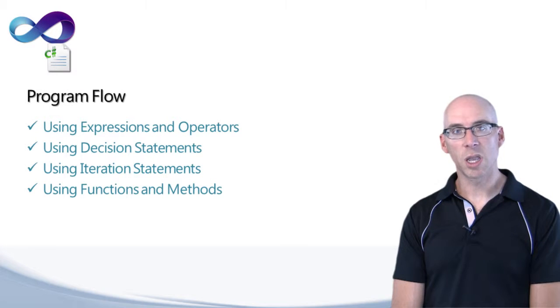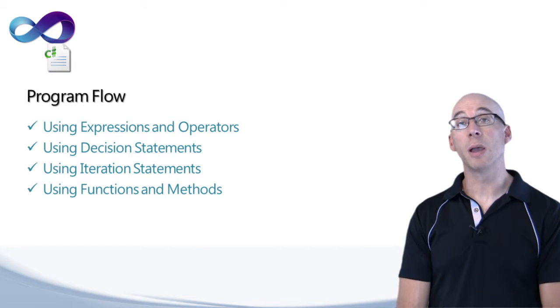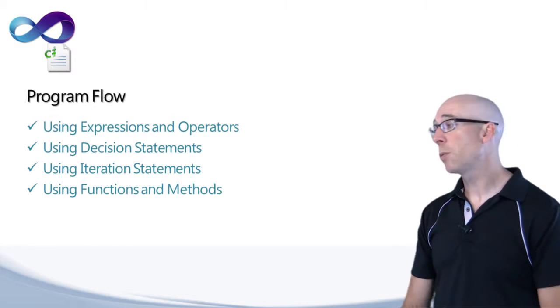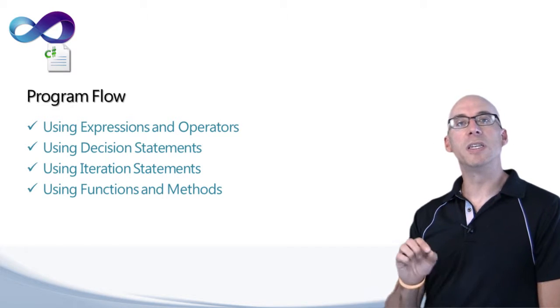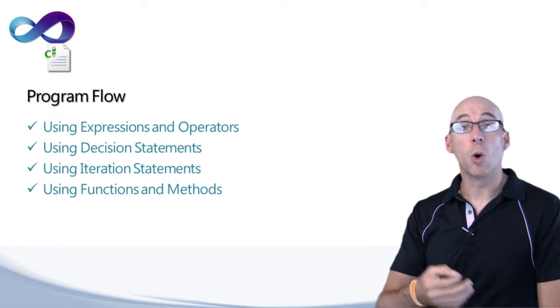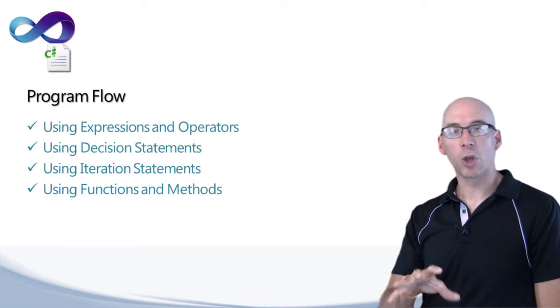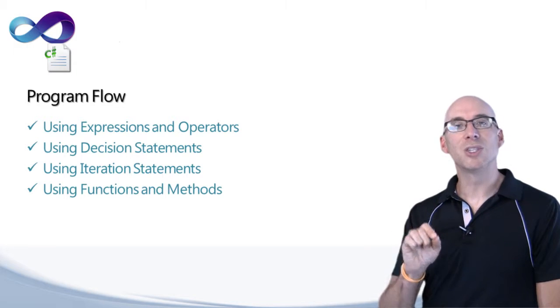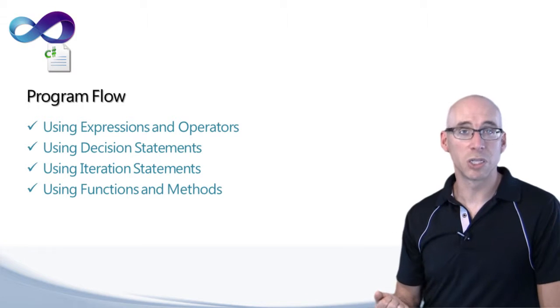In this lesson, we're going to talk about program flow. And this is where we start making our programs smarter. The first thing we're going to talk about is using expressions and operators. These are the different symbols we use to perform math or assignment, or we test comparisons, and also increment and decrement. We're going to talk about all of those because as soon as you understand that, it makes the rest of our work considerably easier.